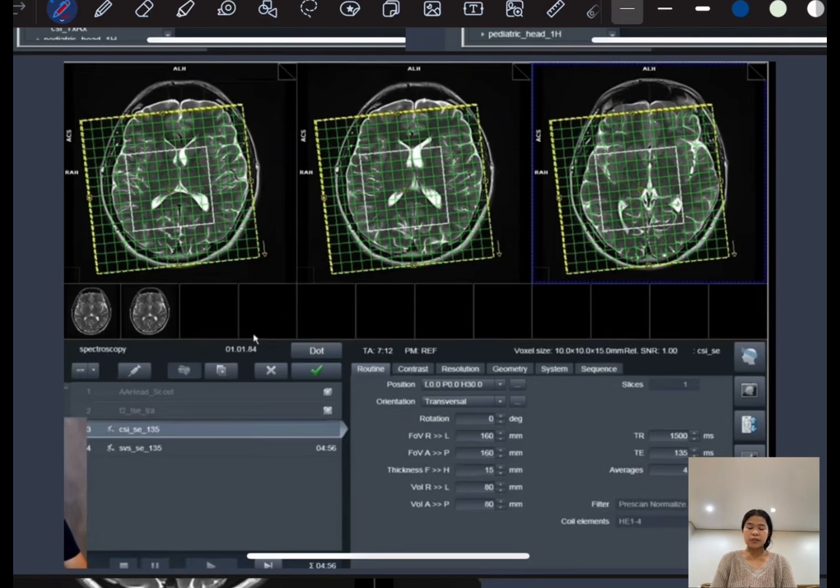and we can now acquire and adjust our volume of interest and the voxels. As discussed, fat and water should be suppressed, so when we are selecting our VOI, we should try to keep our voxels within the brain tissue and away from the bone or the scalp. So it keeps our VOI within the tumor area.